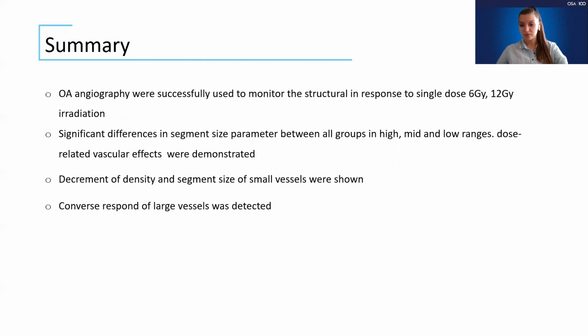To sum up, 12 gray irradiation gives a more pronounced impact than 6 gray. Dose dependence was demonstrated despite reversible vascular changes. Differences in the average value of segment size and vascular density during observation made us assume that the negative effect of radiation therapy consists in violation of the integrity of blood vessels. It's worth noting the different responses of small and medium vessels after radiotherapy. Small vessels show long-lasting segment size changes, but mid-range vessels show vascular density changes.